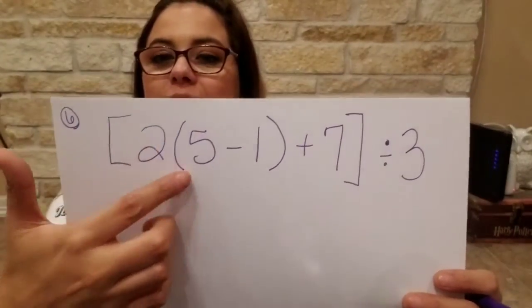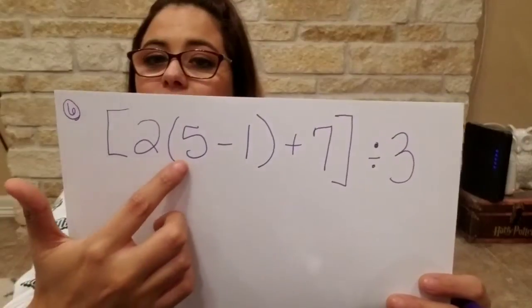Okay, so again, in this one we have parentheses and a pair of brackets. So first we're going to do the 5 minus the 1, because that's in parentheses.